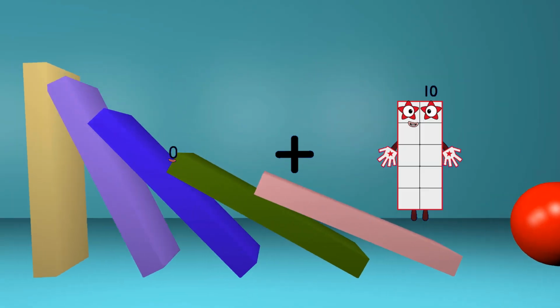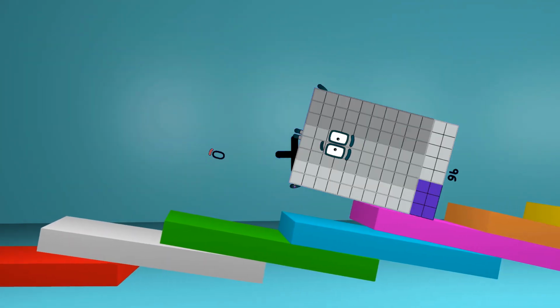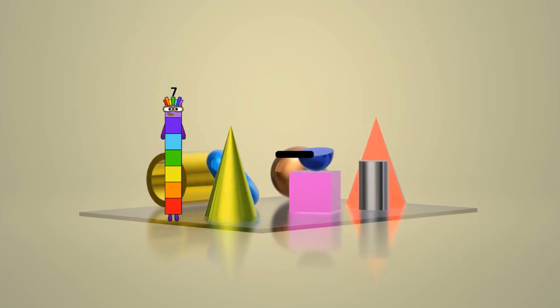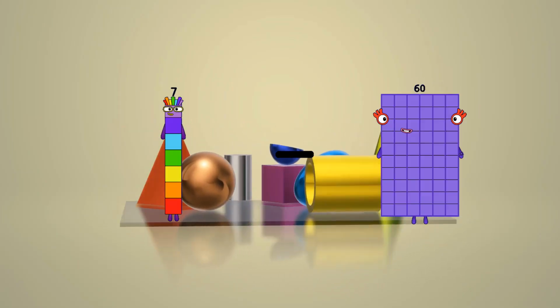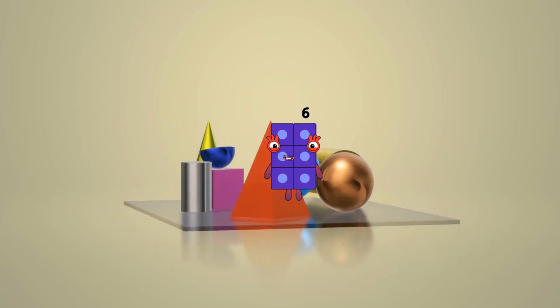0 plus 96 equals 96. 7 minus 1 equals 6.